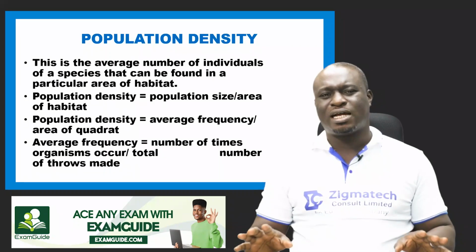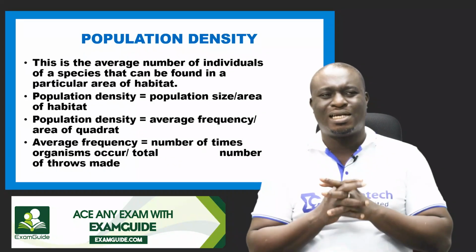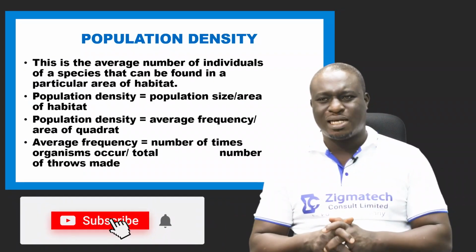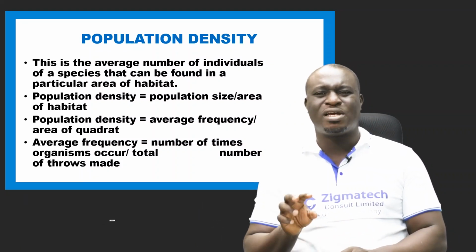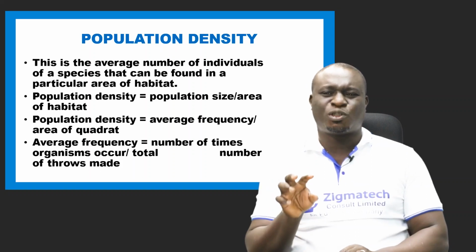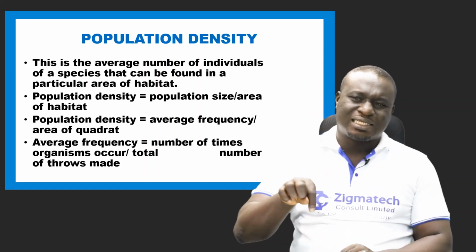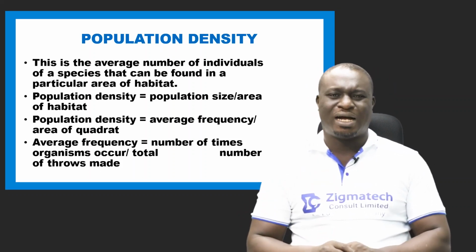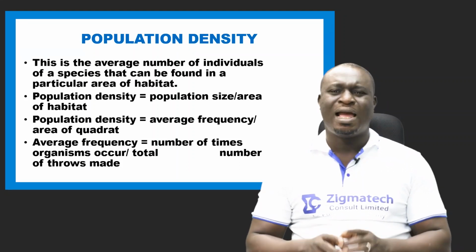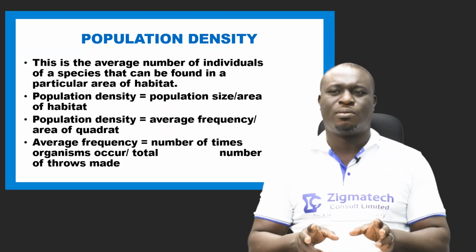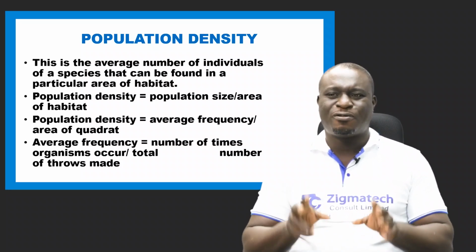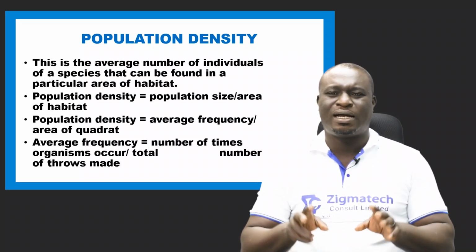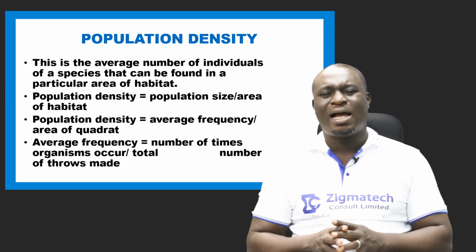And then we move to the next one, which is called population density. Population density is the average number of individuals of the same species that can be found in a particular area of the habitat.